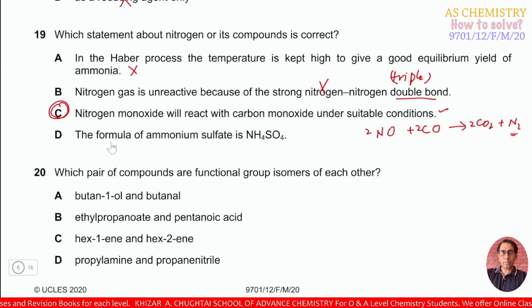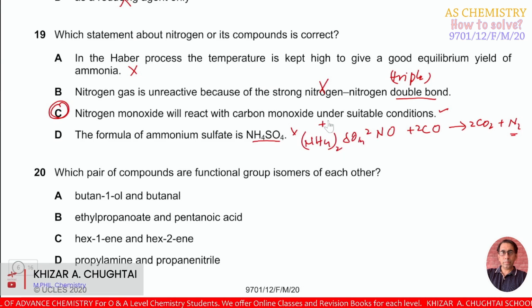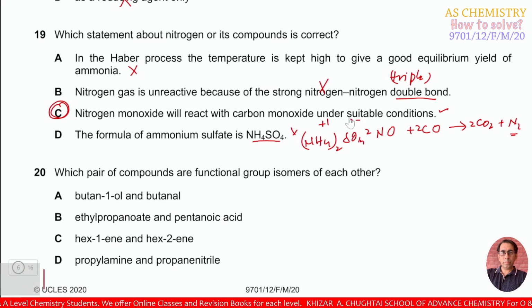However, let us check D. The formula of ammonium sulfate is NH4SO4. No, it's wrong. Its formula is (NH4)2SO4, because the ammonium ion has 1 positive charge and SO4 has 2 negative charges, or -2, you can say.